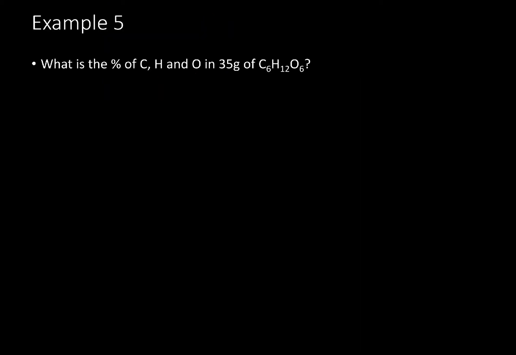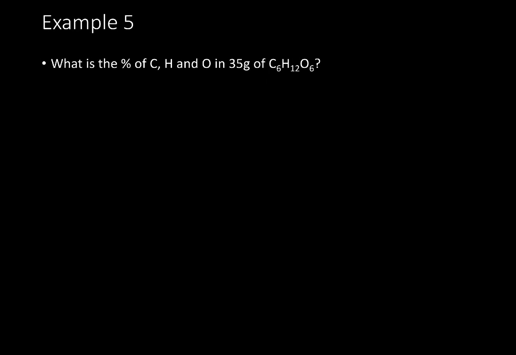So for this last problem, I have taken the example of glucose, which is this molecule C6H12O6, and that means that it has 6 carbons, 12 hydrogens, and 6 oxygens. So by now you should know the drill. We have the formula. We're going to find its molar mass, and our molar mass for this particular chemical is 180.156. Okay, so 180.156 is our molar mass.